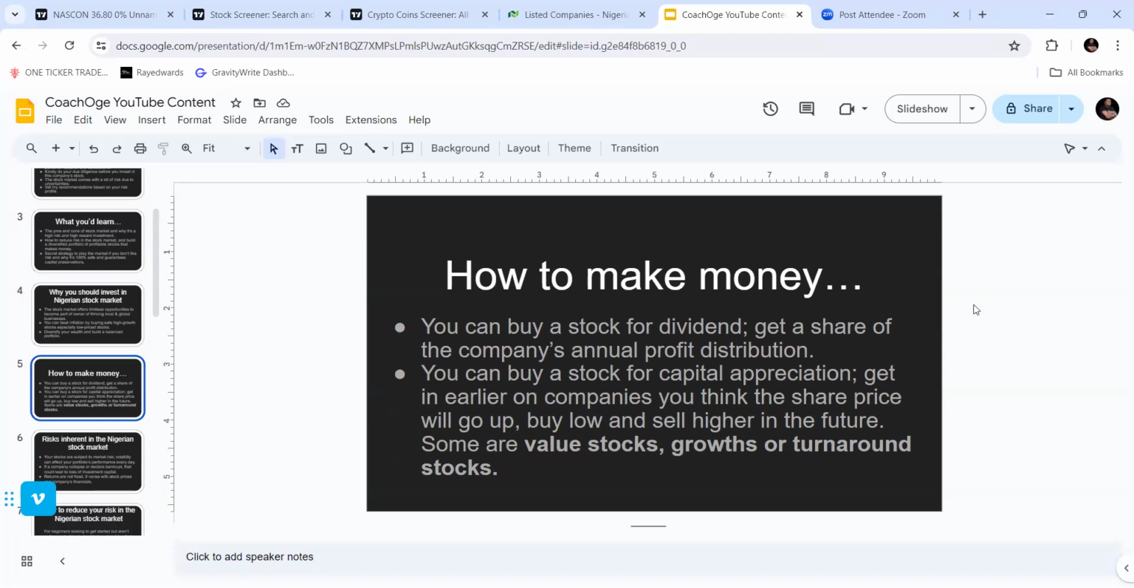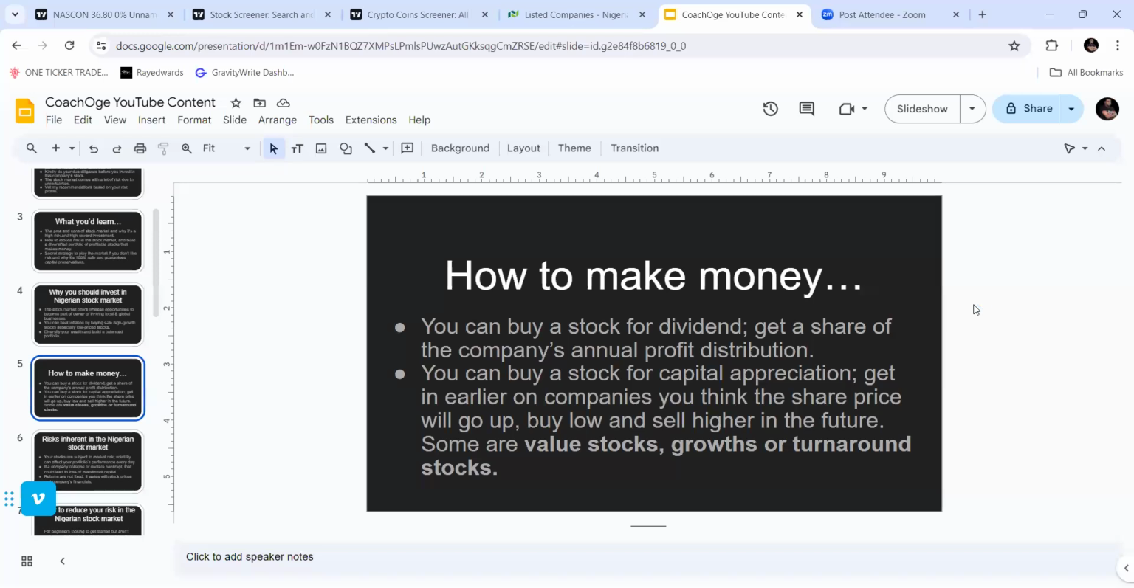Then the second one is you can buy a stock for capital appreciation. You get in early on a company. This one is a bit complex, but most profitable if you do it well. Now, the first one is a low risk method to build wealth in the stock market. You buy, you collect dividend, you reinvest over time. Now, the second method is a high risk, high reward strategy, where you're looking for companies whose share prices are prime for appreciation, and then you buy them at a lower end of the market, hoping that you will sell them in the future for higher prices.